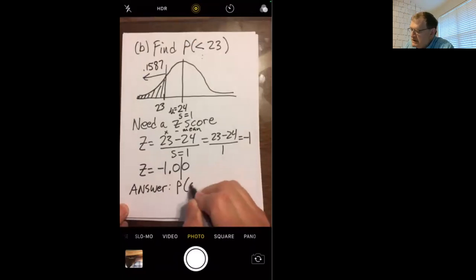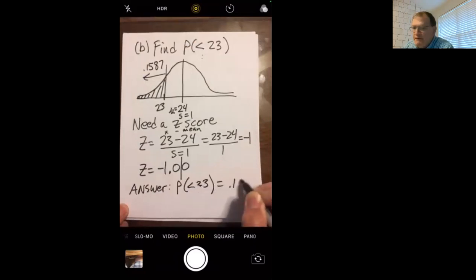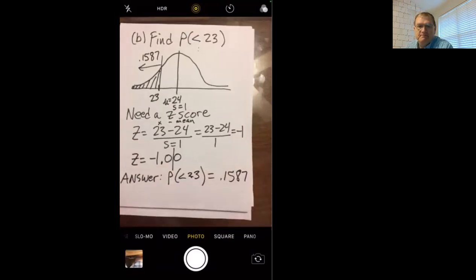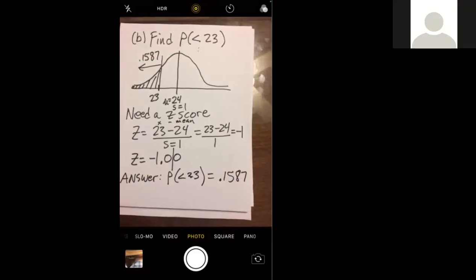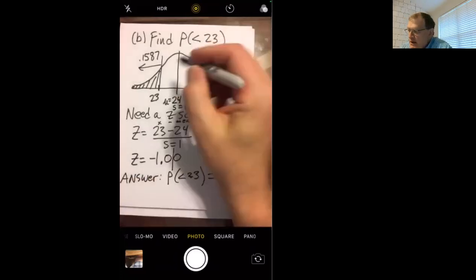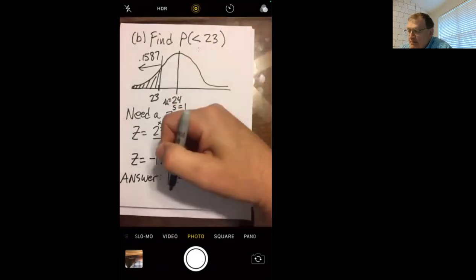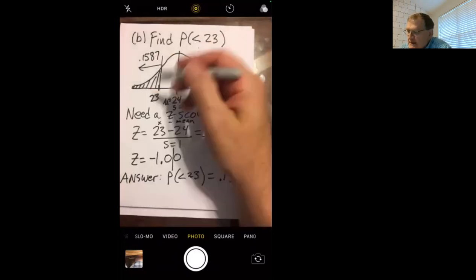Probability of being less than 23 days would be equal to 0.1587. That's a straight table lookup trick that we showed last week. If they'd asked greater than 23, then I'd have looked it up, gotten this, but subtracted it from 1.